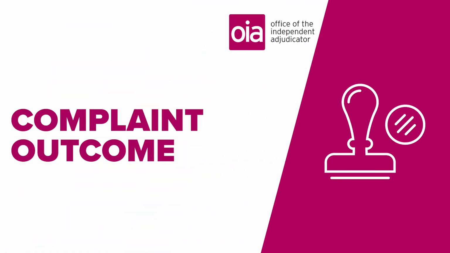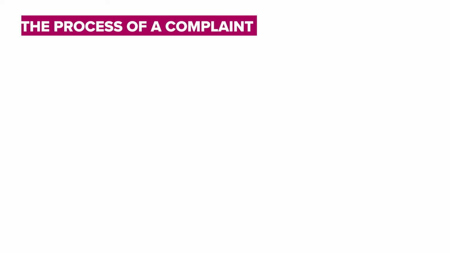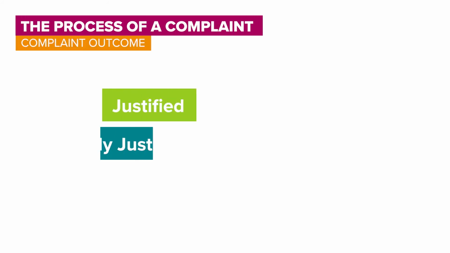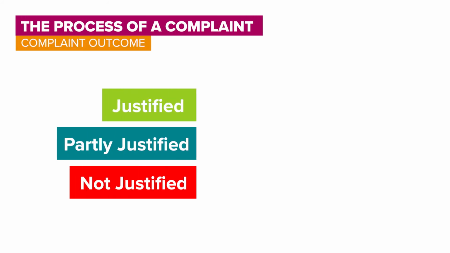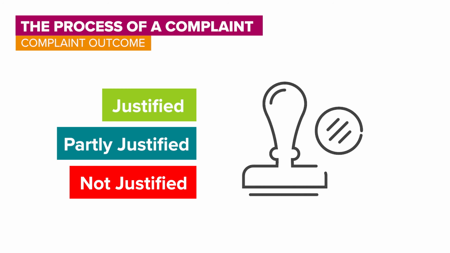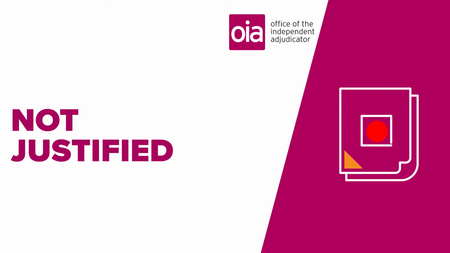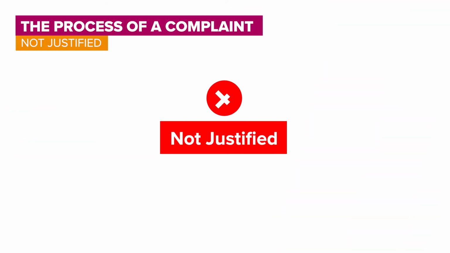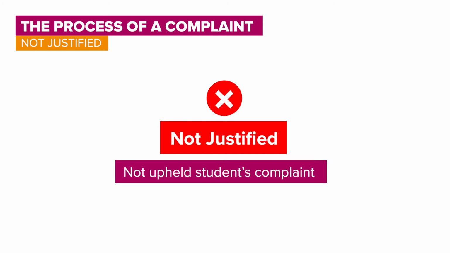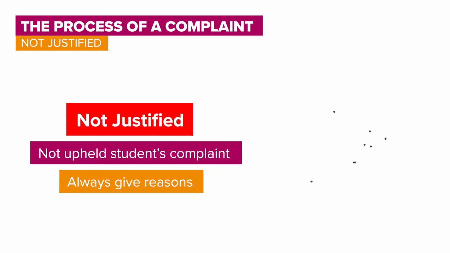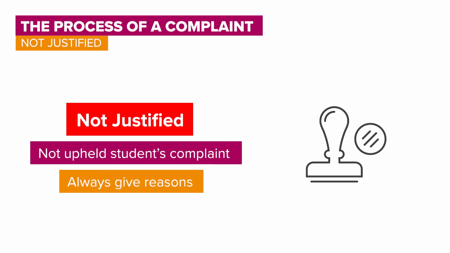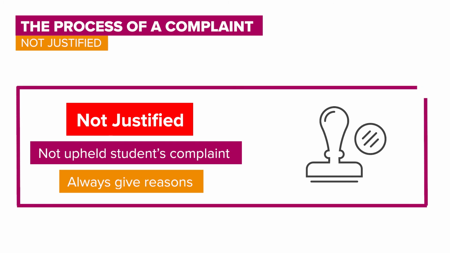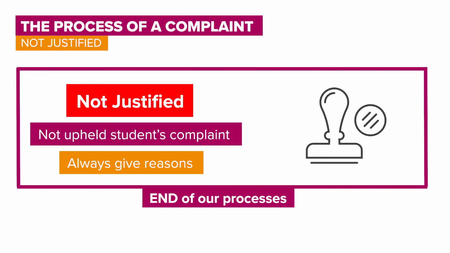Complaint outcome. We'll decide whether the complaint is justified, partly justified or not justified, and will explain our decision in a complaint outcome. Not justified. When we say a complaint is not justified, it means that we've not upheld the student's complaint. We always give reasons for our decision in the complaint outcome. For a not justified complaint, the complaint outcome marks the end of our processes.